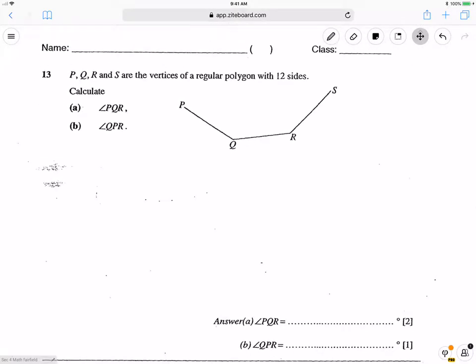Next one, let's continue. Polygon, my favorite, right? Can you try first? Formula, remember or not? It's part of your super formulas that we memorize. Do you remember the formula? What's the formula that you need to memorize? Sum of exterior angles is 360, right? So it's 12 sides, calculate PQR and QPR.